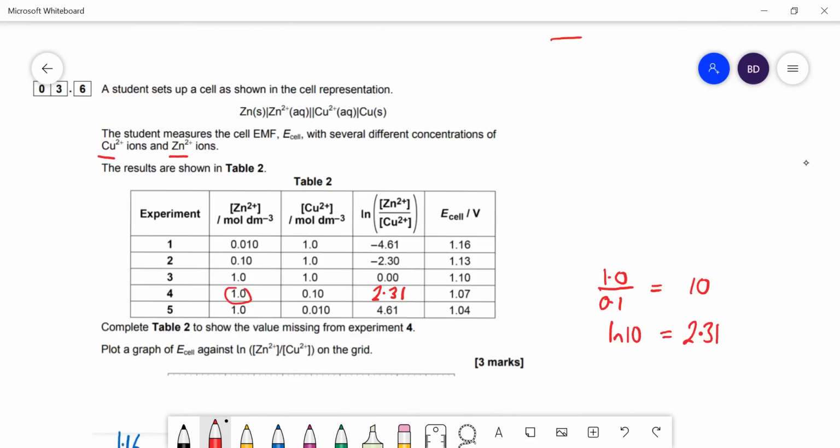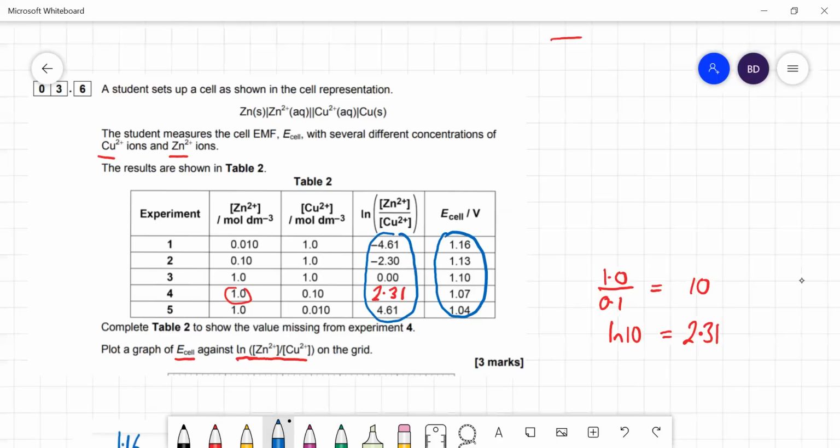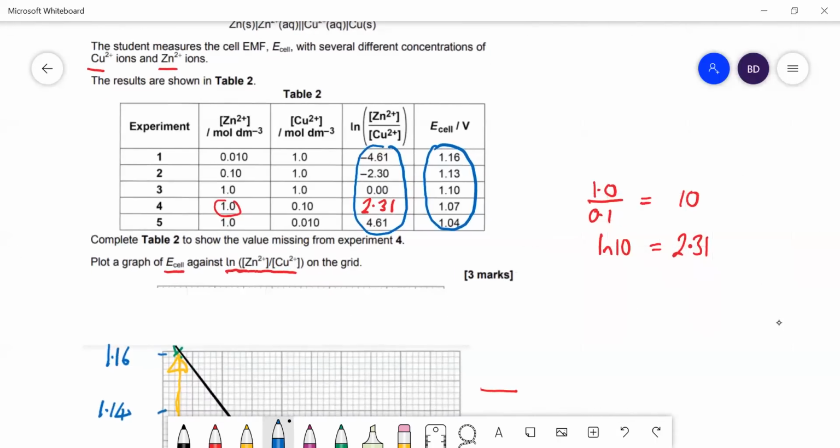Now we need to plot a graph of how E cell changes as the ratio of these 2 ions changes. So we plot ln of Zn2+ over copper 2+ on the grid. What we're plotting then, we have got to plot this on the y-axis, and we've got to plot this on the x-axis. Now they've given you this grid here, and I've drawn the graph and plotted all the points.